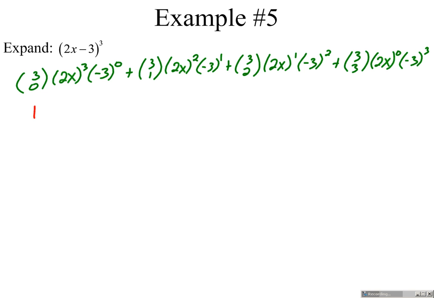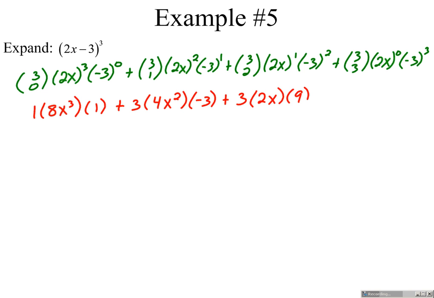3 choose 0 is 1. 2x cubed. 8x cubed, negative 3 to the 0 power is just 1. 3 choose 1 is 3. 2x raised to the second is 4x squared times negative 3. 3 choose 2 is 3 times 2x. Negative 3 squared is 9. 3 choose 3 is 1. Anything to the 0 power is 1. And negative 3 cubed is negative 27.